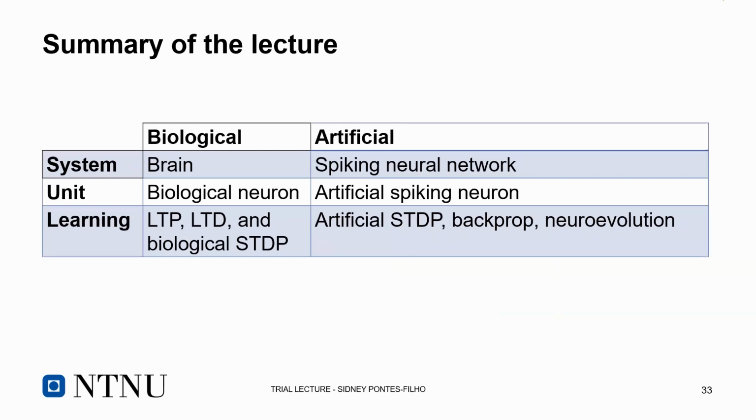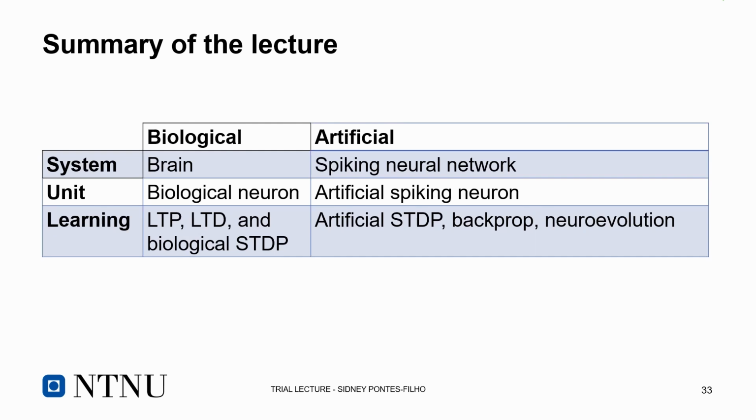And here is a summary of the lecture. As I mentioned, we went through biological neurons and then spiking neurons, showing the counterpart, the way that we try to understand the biological neurons and the biological neural network and try to model it. First we talked about the brain, and then we talked about the spiking neural network. Then we talked about the unit. The unit of the brain was the biological neuron, and then we talked about the unit in the spiking neural network, that is the spiking neuron.